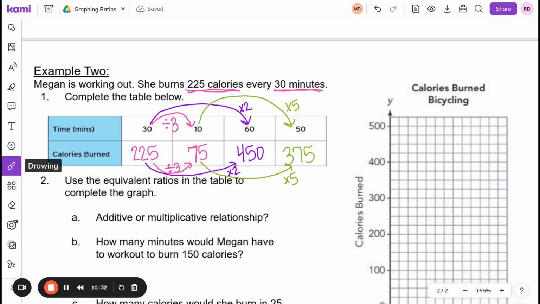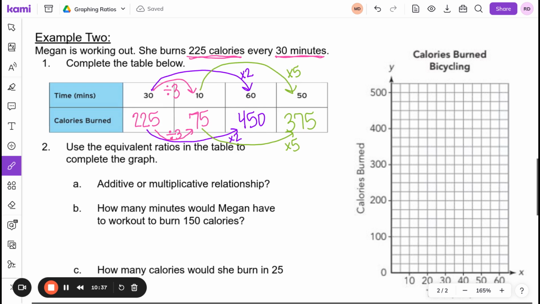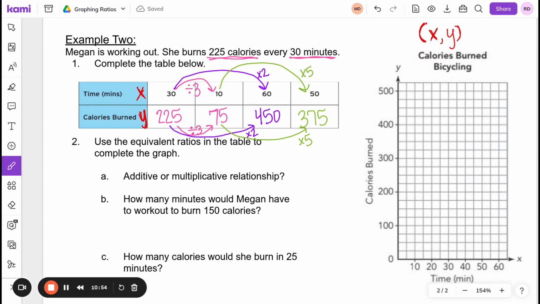So from here, we're going to take these values and plot them on our graph. The graph over here tells us that calories burned is going to be on the Y values and the time are the X values. So remember when we talked about plotting a point, it's like the alphabet. X comes first, Y comes second. So on our graph, we're going to go over to 30 minutes, and 30 minutes is going to take us all the way up to 225 calories. So that point is plotted.